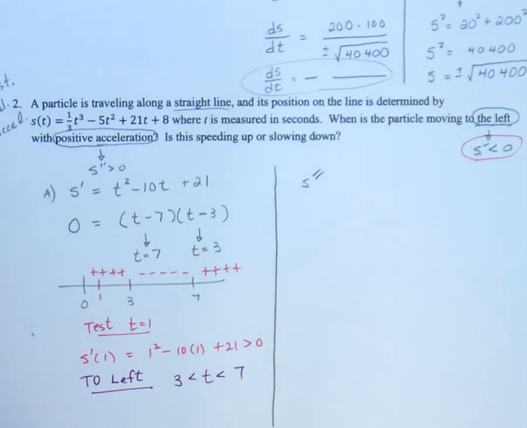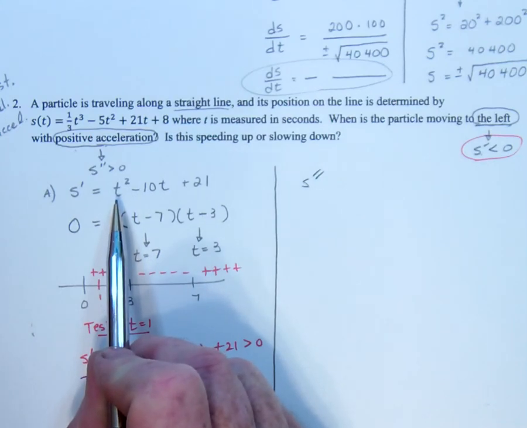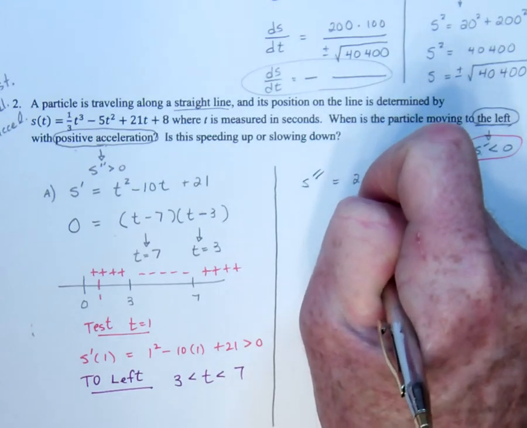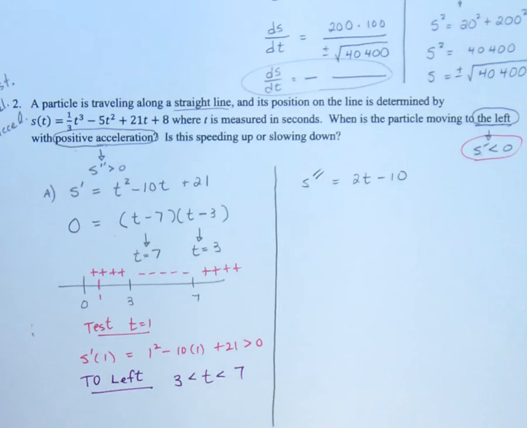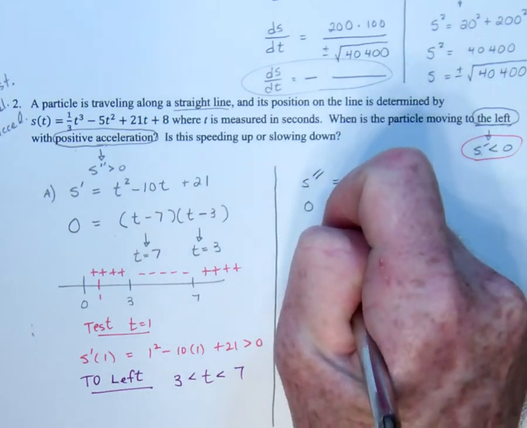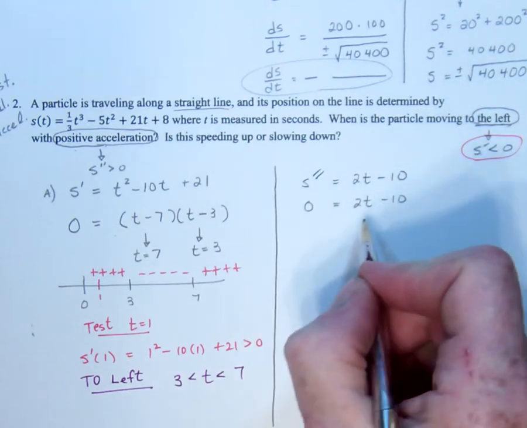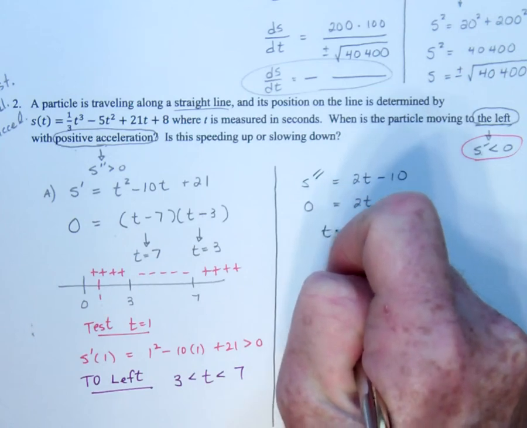So take the derivative of the derivative. The derivative of this derivative is going to be 2t minus 10. So you start by setting it equal to 0. Take the 10 over, it will be a positive 10, then divide both sides by 2, and it says t equals 5.